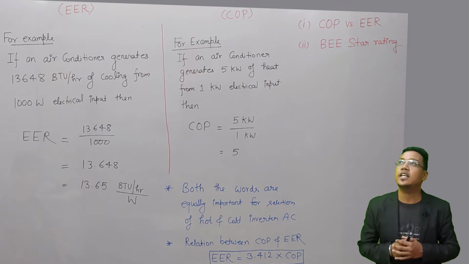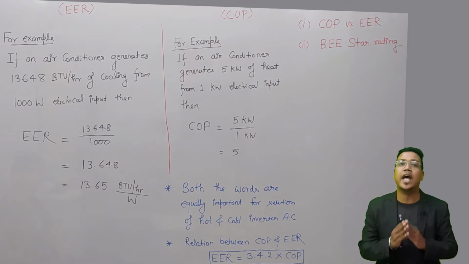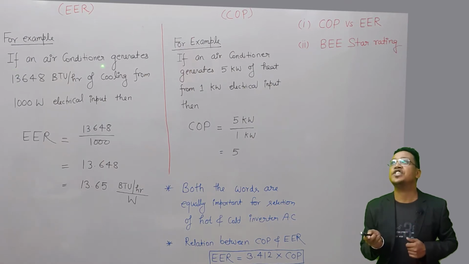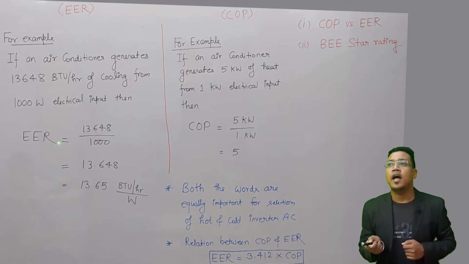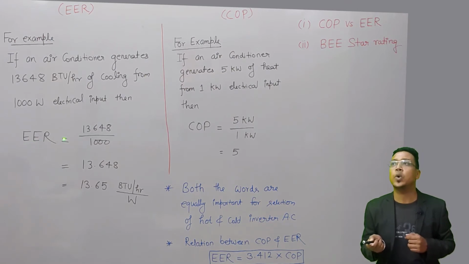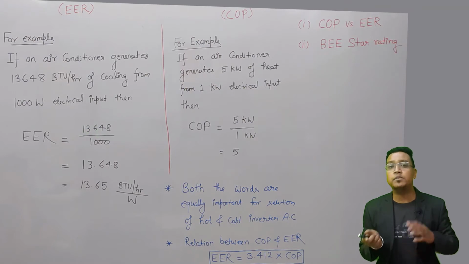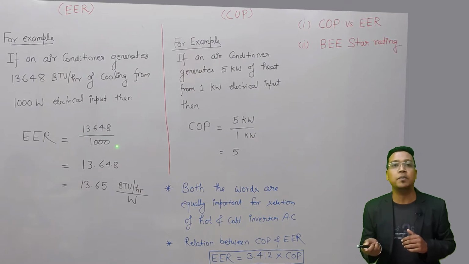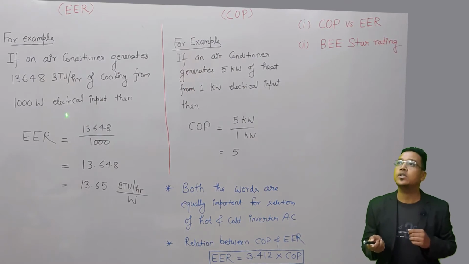तो चलिए देखते हैं EER and COP के बीच में difference with the help of one example. Now, for EER, if an air conditioner generates 13,648 BTU per hour of cooling from 1000 watt electrical input, then what shall be the EER? I have already given the formula for EER in the previous slide. EER is equal to the heat absorbed by the air conditioner in BTU per hour divided by the electrical energy input. Okay, we will put those values here, 13648 divided by 1000.